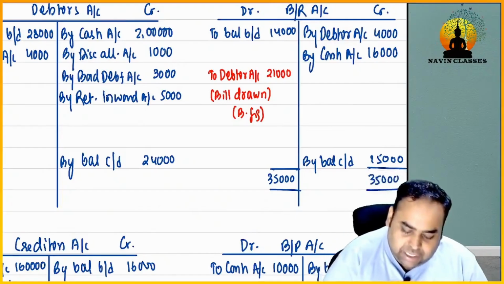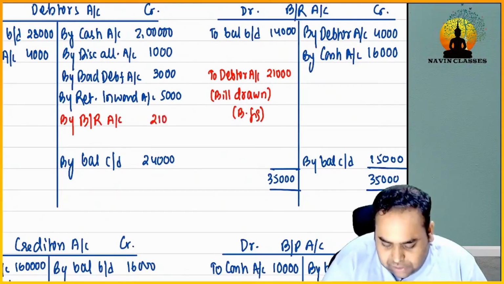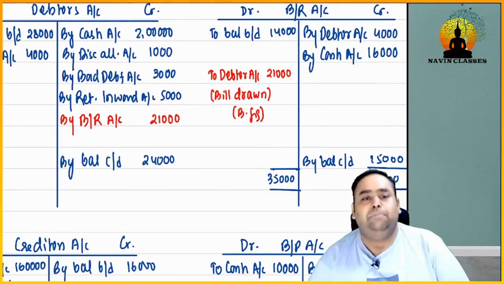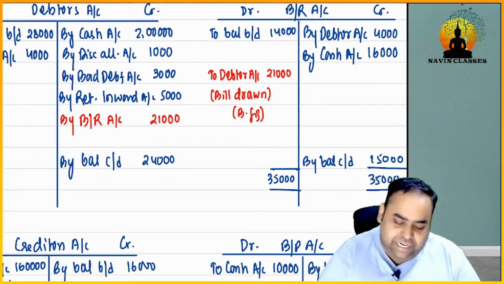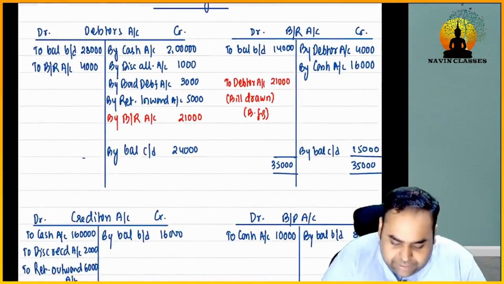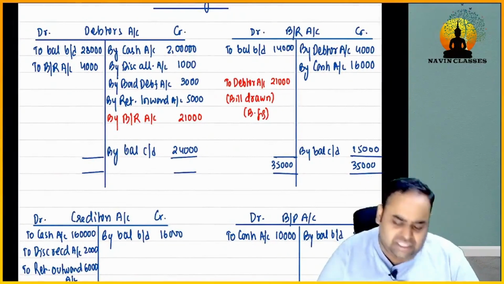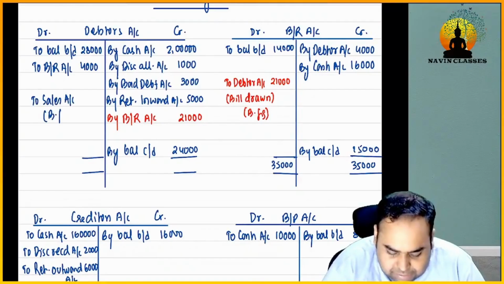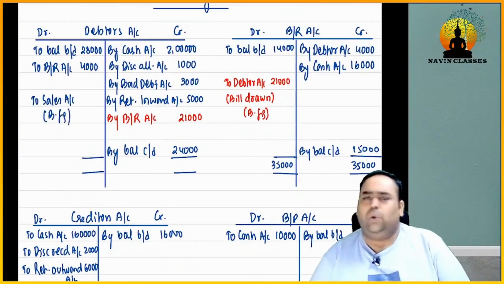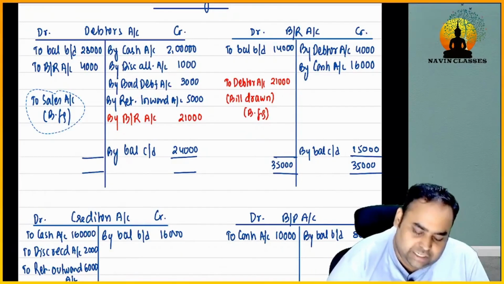Now I'll do the double entry in the debtors account. By bills receivable account, 21,000. The entry is by bills receivable account 21,000. Now look at the debtors account. Let's check the debtors account. Is the account tallied? It's not tallied, and for that we have to calculate sales. To sales, we are going to get this credit sales here. Now we have to close the debtor account and then we will calculate the credit sales.